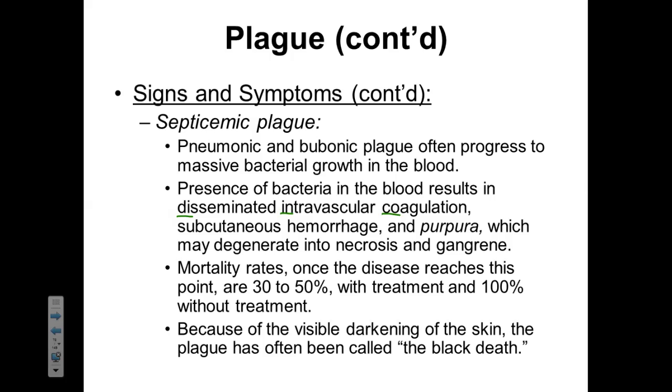We're also going to have subcutaneous hemorrhaging or purpura forming. These are often going to degenerate and form gangrene. Mortality rates of septicemic plague are quite high, 30 to 50% with treatment and 100% without treatment. The main symptom of septicemic plague is darkening of the skin, and this darkening of the skin is why we call this disease the Black Death.